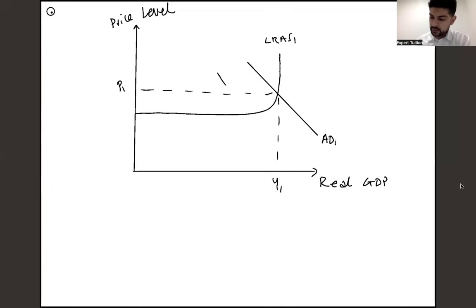P1. And here we are, something like this. Yeah, I've probably exaggerated a bit too much, but it's fine. AD2, Y2, P2. Okay, so can you see that this is disinflation?